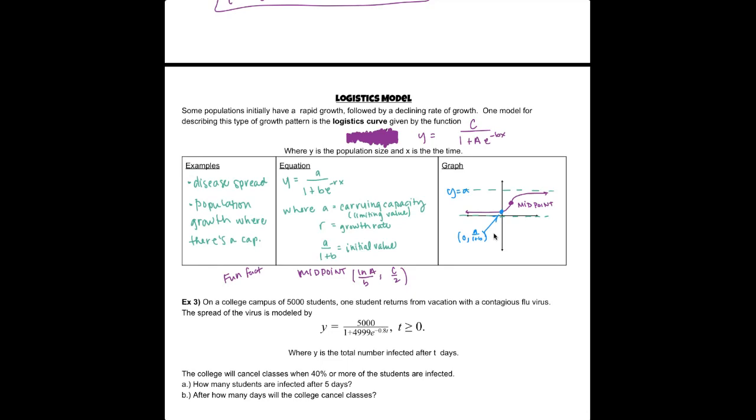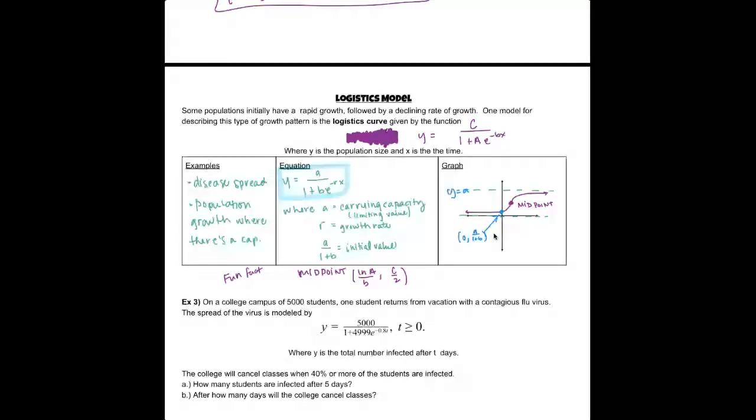So we use a logistics model when we're talking about the spread of disease or population growth, where both of these have a cap. So the disease can only affect a certain number of people, and then it's just going to cap out. So our equation is right here: A over 1 plus B times e to the rx.